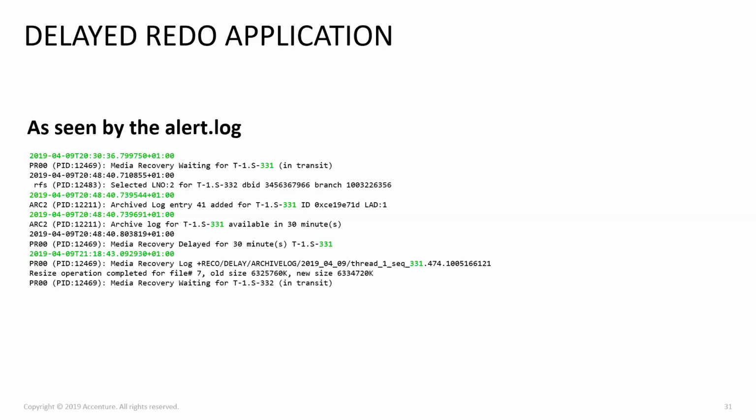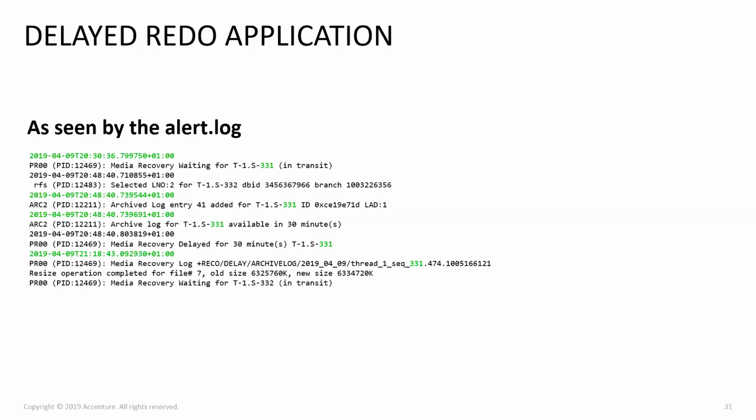And this is at 20:48, so it's taken 18 minutes for the archive log to arrive, or all the data pertaining to that archive log to arrive on the standby database. And so this is 18 minutes already. And now is the time where the counter starts. At 20:48, the counter starts, and it tells you, okay, so the archive log will be available in 30 minutes. And it then goes and says, yeah, I delayed it for 30 minutes and now applying it.